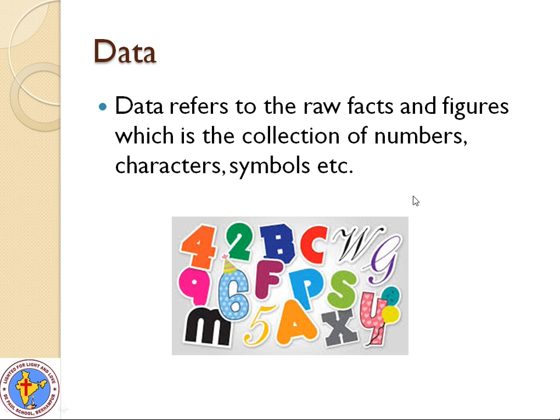So let us learn now about data or information. What is data or information? What do you mean by data? Data refers to the raw facts and figures which does not convey any meaning, and it is the collection of numbers, characters and symbols.